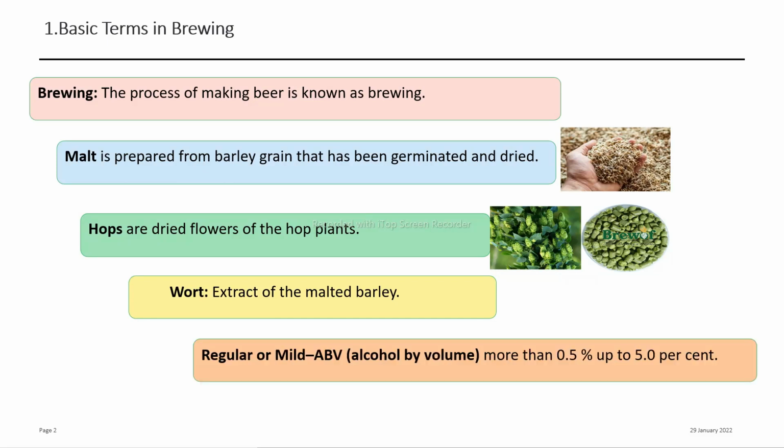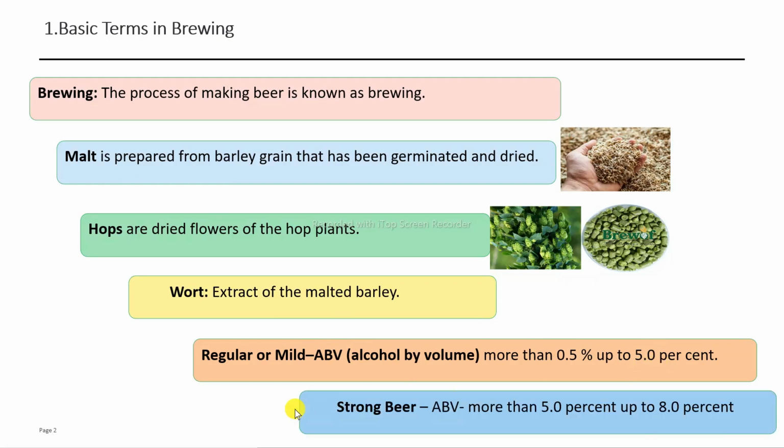Then alcohol content in the brewing: the regular or mild beer contains alcohol by volume of more than 0.5% to a maximum of 5%, and a strong beer has an alcohol percentage in the range of 5% to a maximum of 8%. These are the basic terms in the brewing process.